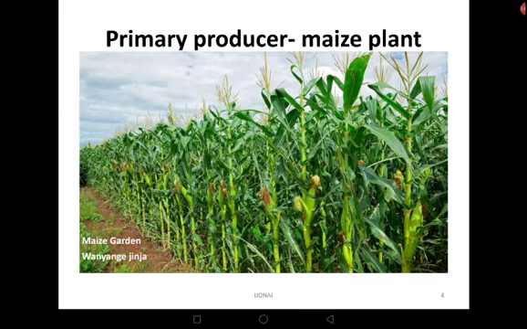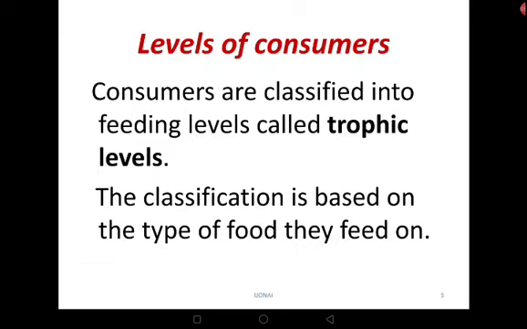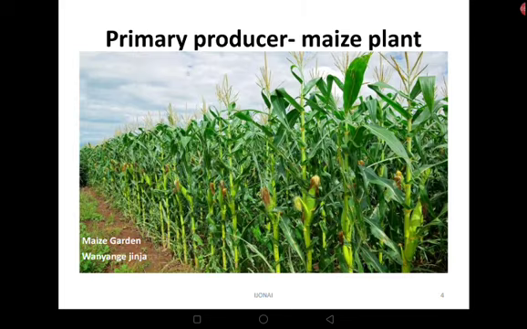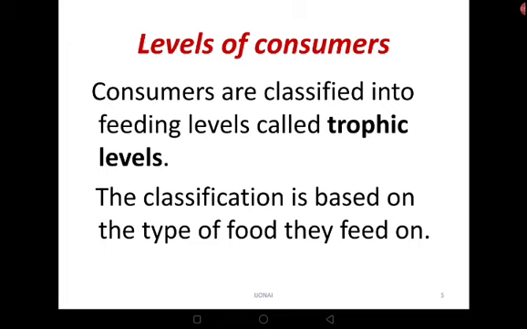I also visited a maize garden in Wanyange, and I was able to see that beautiful scenery, those beautiful plants. Those are also producers, the primary producers. Great. So let's look at the consumers. After looking at the producers, we look at now the consumers.